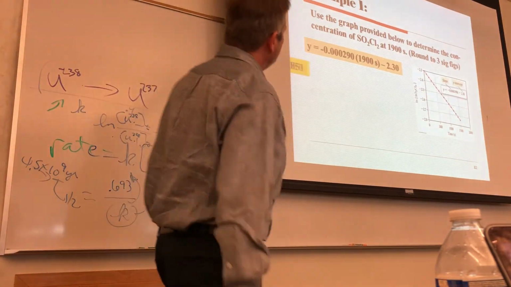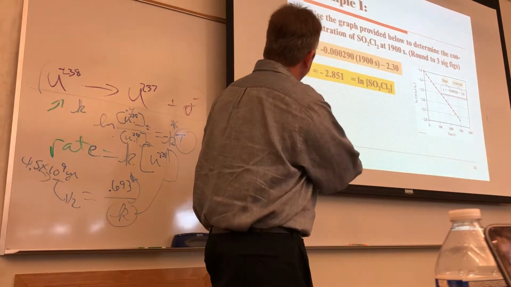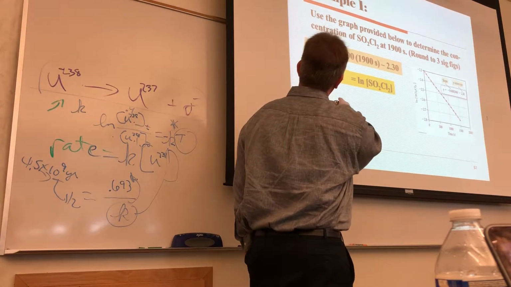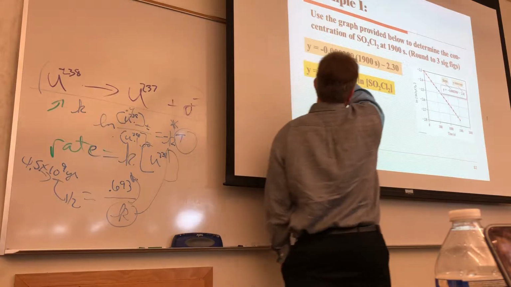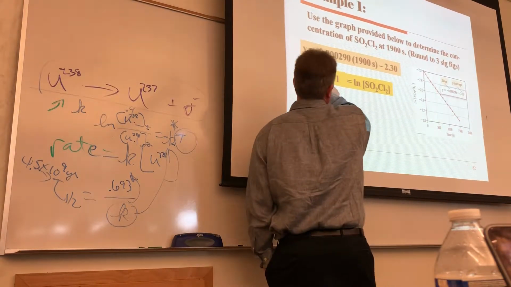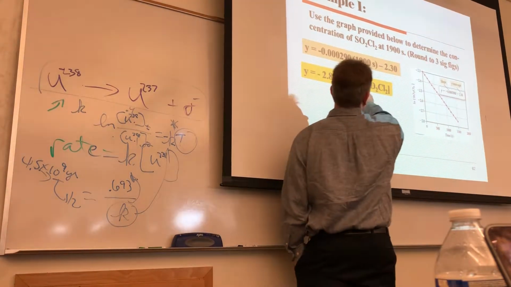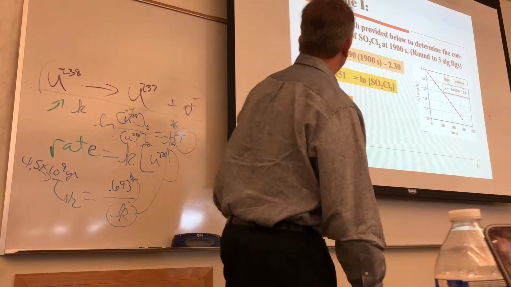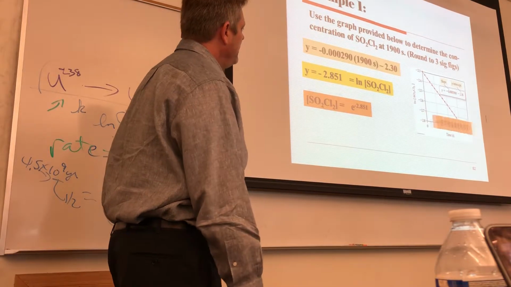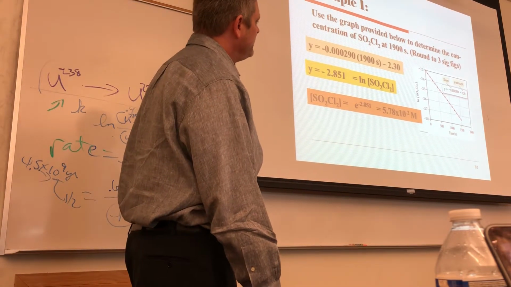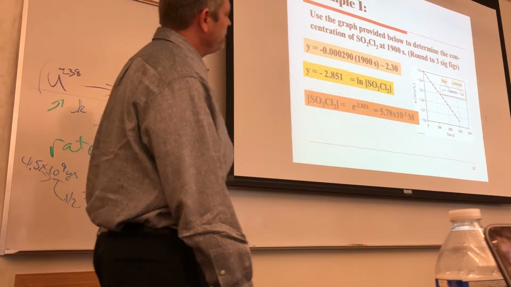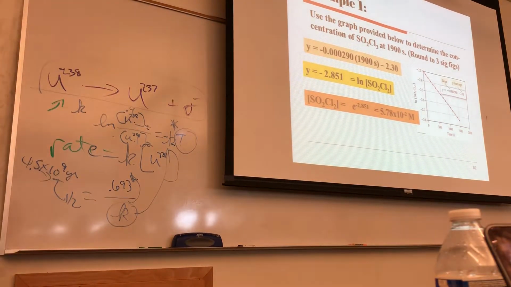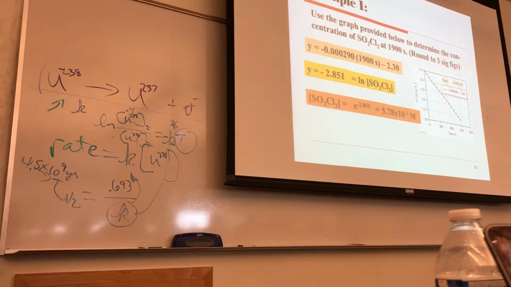Okay. So I just plug in 1900. That gets me y. This is also y is equal to this. So now I have to take the inverse of both sides of the natural log, and I end up with 5.78 times 10 to the minus 2. Is that okay? Not too bad?